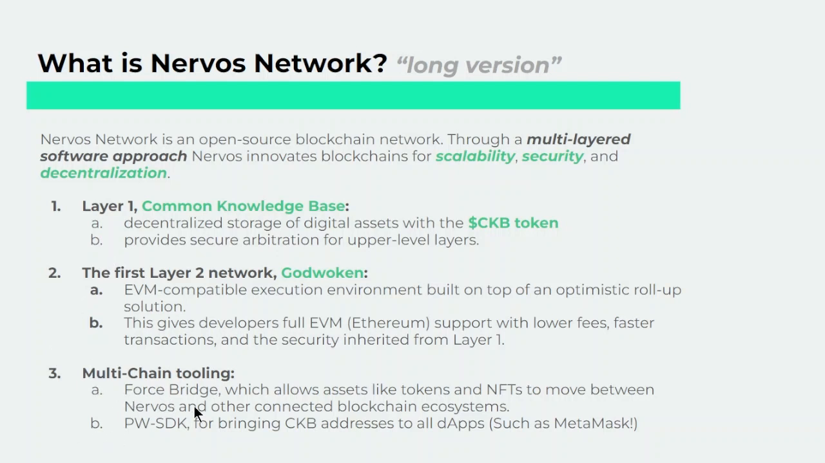First up is our Force Bridge. This is where you're going to be able to transfer digital assets such as tokens and NFTs to move between the Nervos Network and other connected blockchains. Additionally, we have our Portal Wallet software development kit, and this is actually made by a third-party developer, and we'll get into that soon. And this is going to bring CKB addresses to all dApps, such as MetaMask, very important. So if you're making a full stack development app, the best way to connect to MetaMask and other browser wallets is with the Portal Wallet SDK.